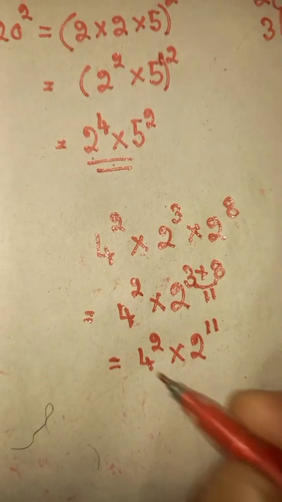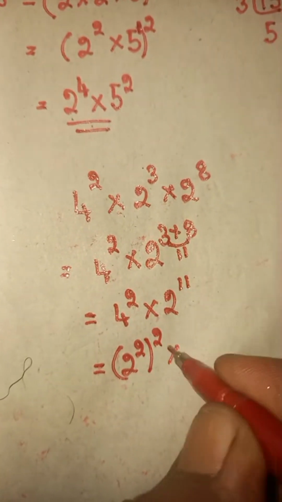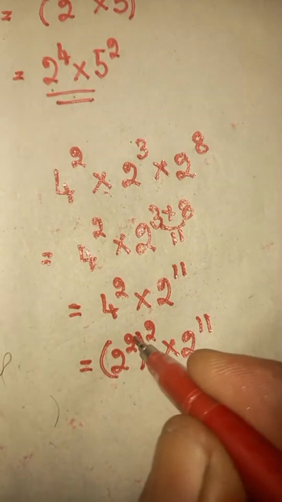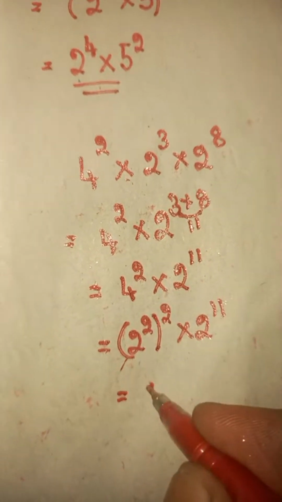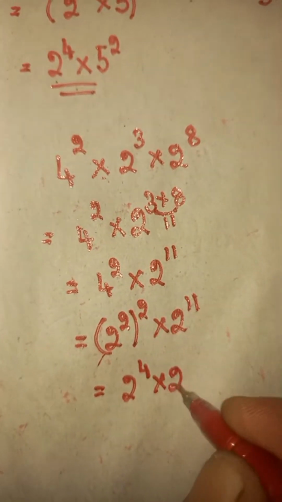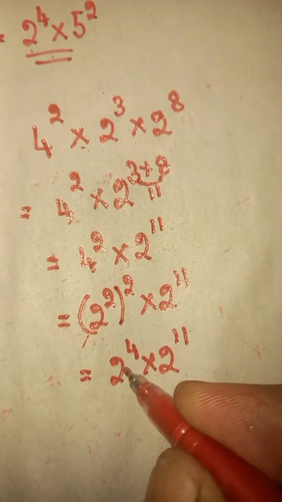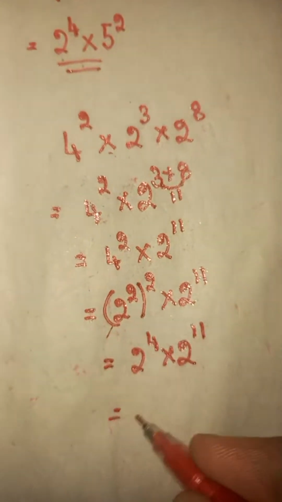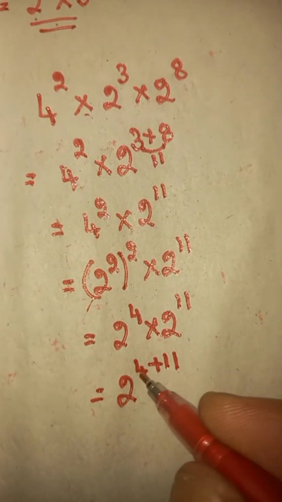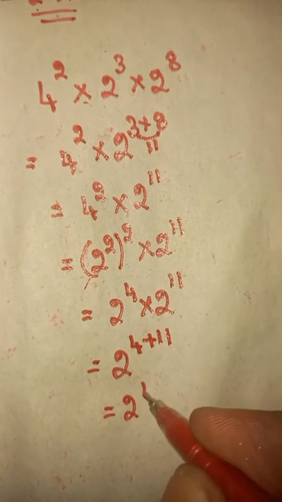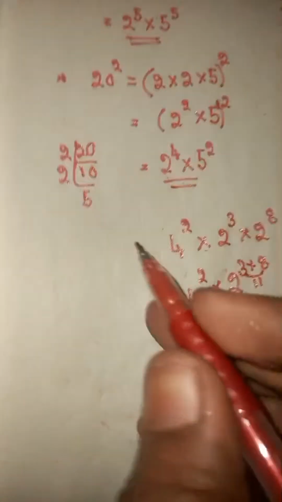Now you can simplify this 4. 4 can be written as 2 square, so 2 square whole square times 2 power of 11. Now multiply the inside and outside numbers. 2 times 2 is 4. So this becomes 2 power of 4 times 2 power of 11. Now you can multiply them. Here also the base is 2, so take 2 as the common base and add up the powers. 4 plus 11 becomes 15. 2 power of 15.